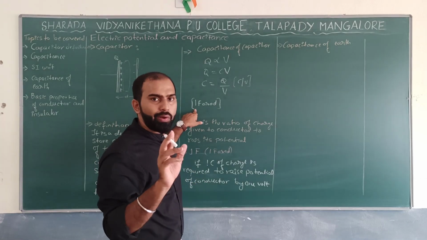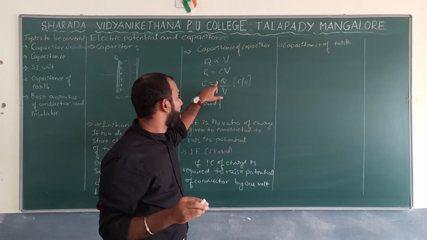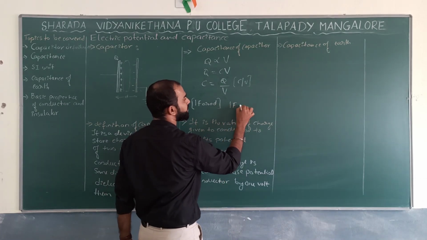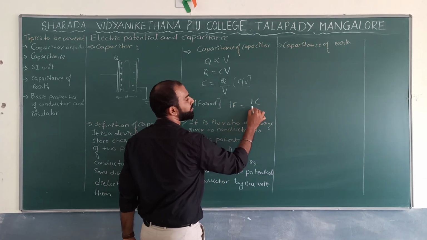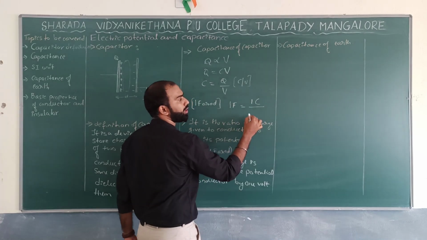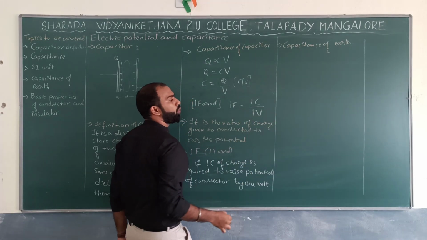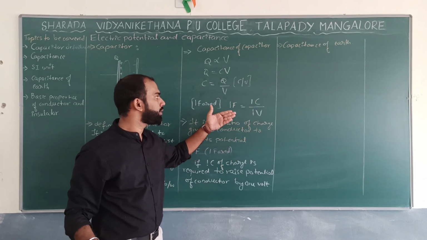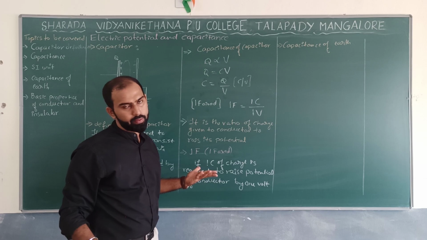Now, how to define 1 farad? How much charge? 1 coulomb of charge. 1 farad is equal to 1 coulomb of charge required to raise the potential of a conductor by 1 volt. Potential rises by how much? 1 volt. So 1 coulomb by 1 volt is equal to 1 farad.